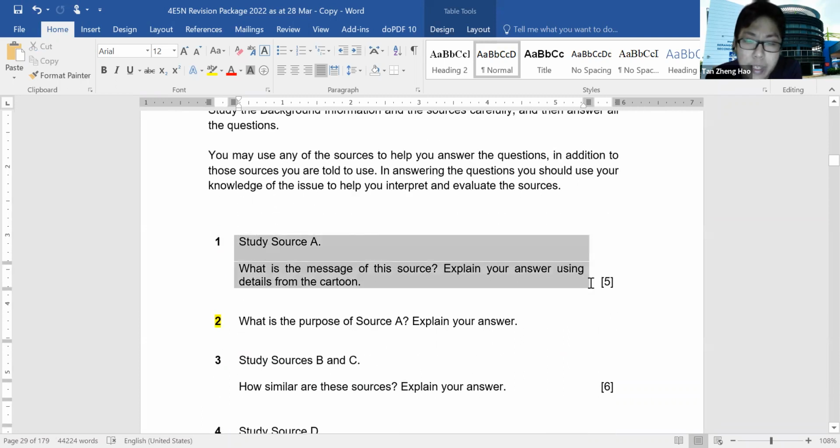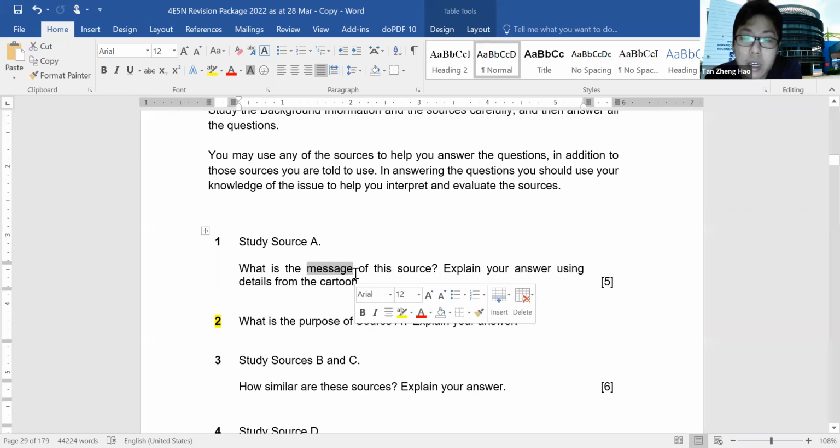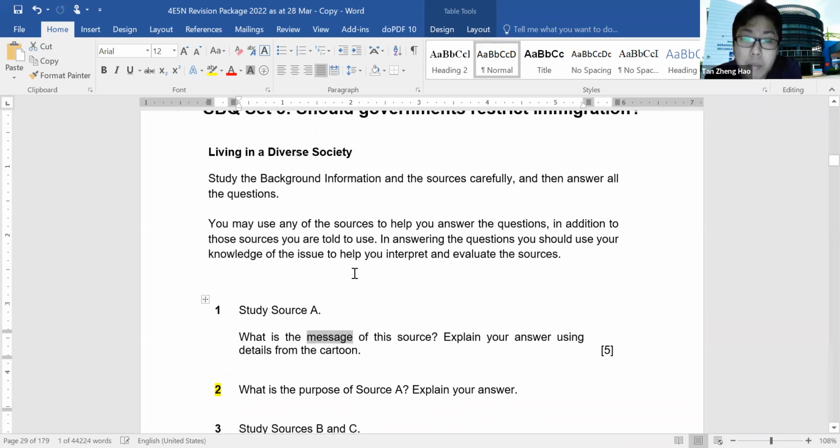Just the very basic. What can you infer from the source, or sometimes what is the message? Message is basically a type of inference. We sometimes call it the main inference. I'm going to teach you some quick hacks. What is the message of this source? Explain your answer using details from the cartoon. So it's going to be a cartoon, and I need to guess something from the source, the message, and I'm going to try and find evidence to help me make that guess.